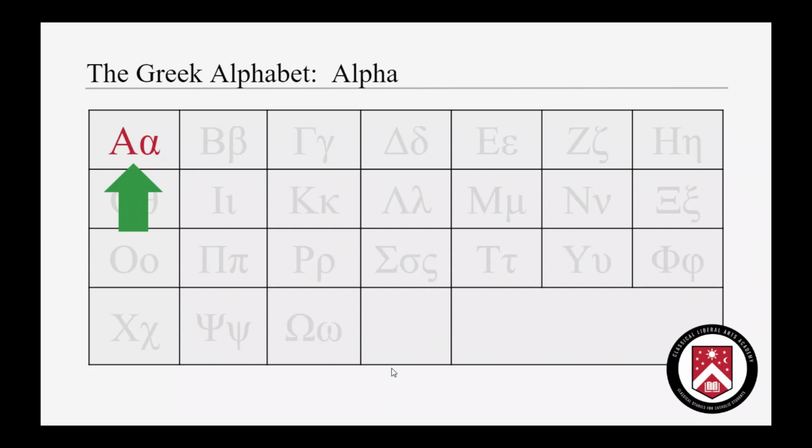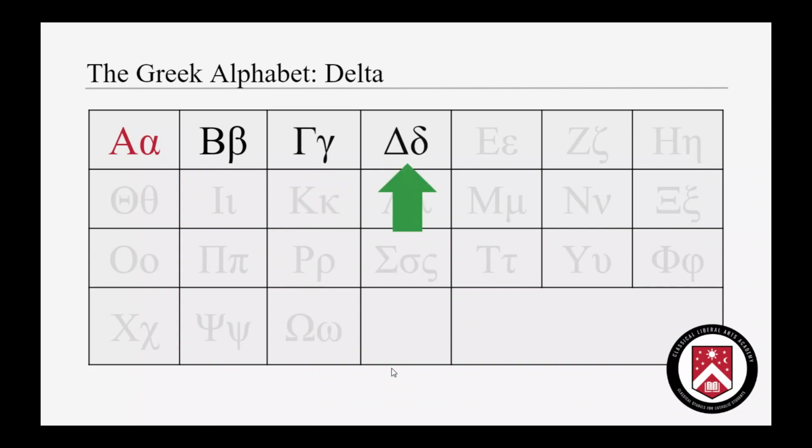Alpha, alpha. Beta, beta. Gamma, gamma. Delta, delta. Epsilon, epsilon. Zeta, zeta. Eta, eta.